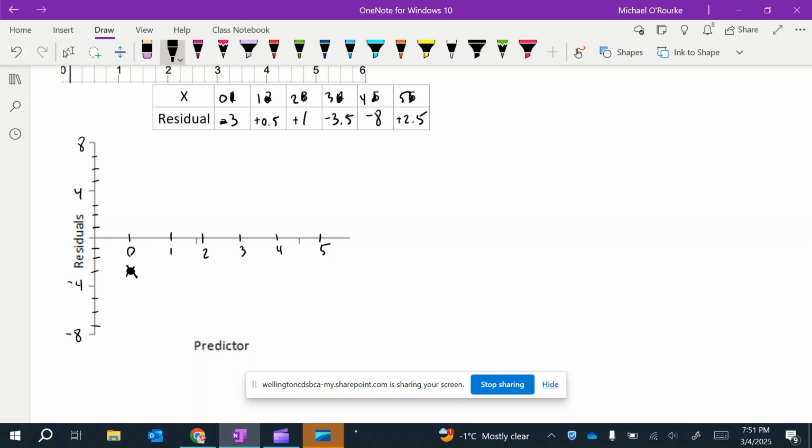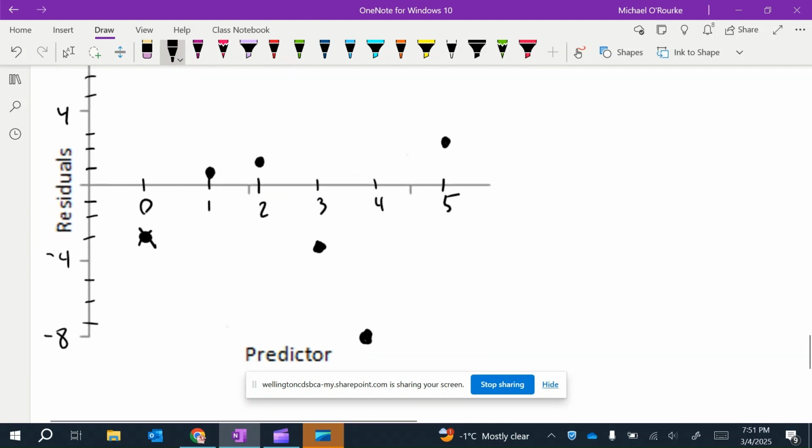This one at 1 is plus a half. It's going to be really close there. 2 is plus 1, a little bit further up. 3 is negative 3.5. So I'm a little bit right here, let's say. Negative 8, I'm all the way down here. And plus 2.5 is going to be about there. So this is really easy to see after I look at it.